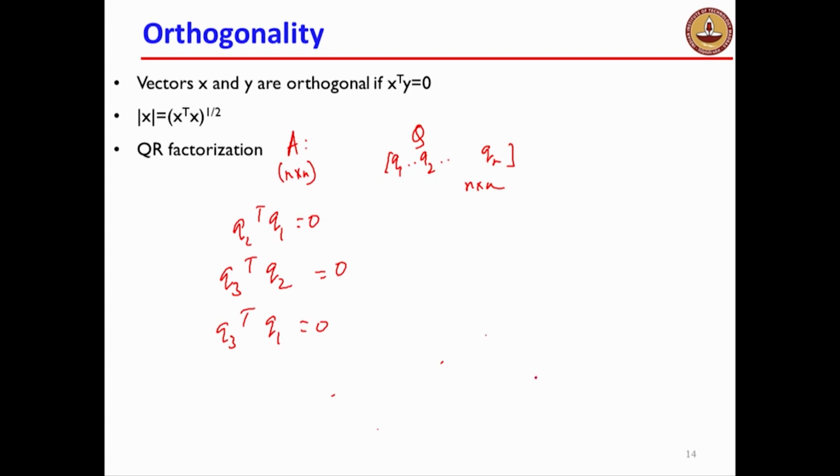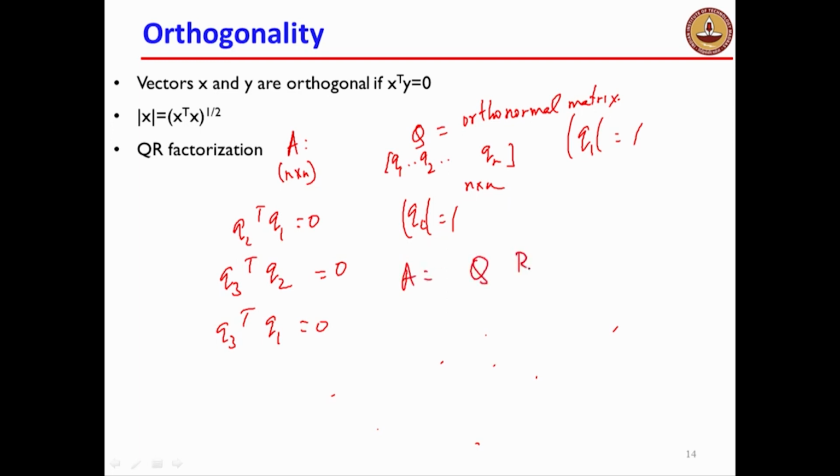Such a matrix Q is called an orthogonal matrix if any two columns are perpendicular to each other, and because all the lengths of Qi are equal to 1, Q is called an orthonormal matrix. Normal because all the lengths have been normalized to be equal to 1. So if I want to write A equal to Q times R, the so-called QR factorization, how will I get that? What kind of a matrix will R be? We will see that.